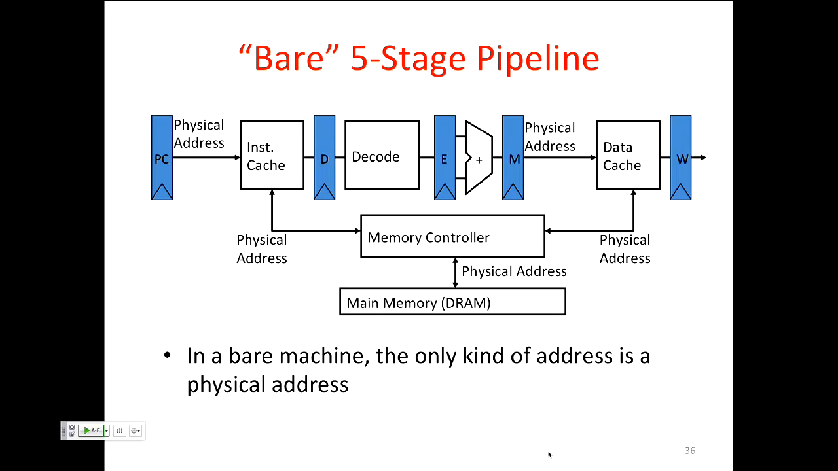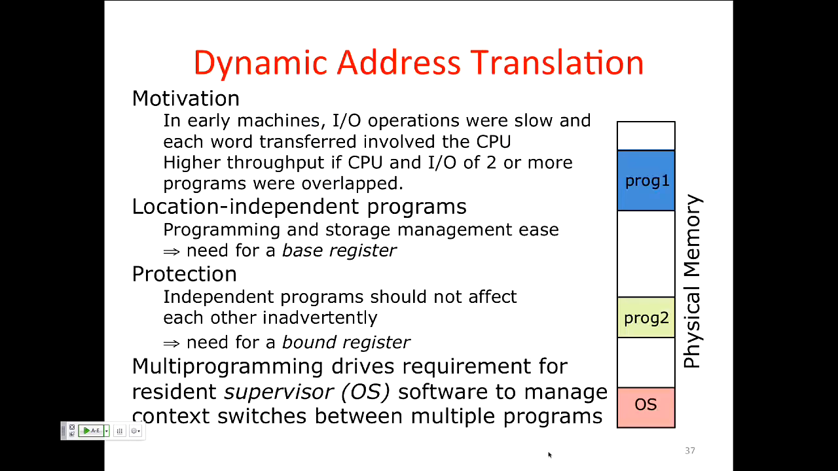And in order to give each application the illusion that they have their own space, the first thing we need to do is to actually replace these physical addresses by something called dynamic addresses. A dynamic address is basically an address as the application sees it, and that address then has to be translated to a real physical address.